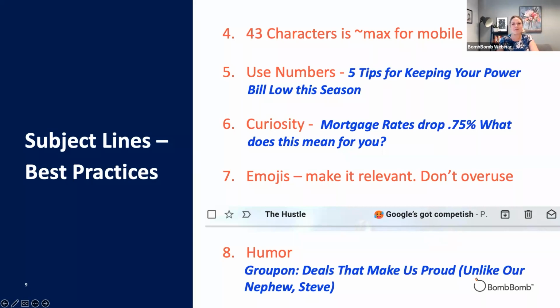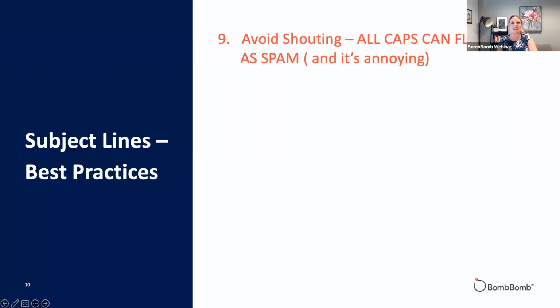Okay, so we're going to keep on moving on these. We've got, I think, 3 more in our subject line Bible here. Okay. Number 9, avoid shouting, all caps. This is something that will flag you as spam. So your subject line being in all caps is not a great way to differentiate yourself and catch people's attention. It's annoying. We've all kind of accepted that all caps is like shouting at this point. But most importantly, it can flag you as spam if you're doing that in a subject line.